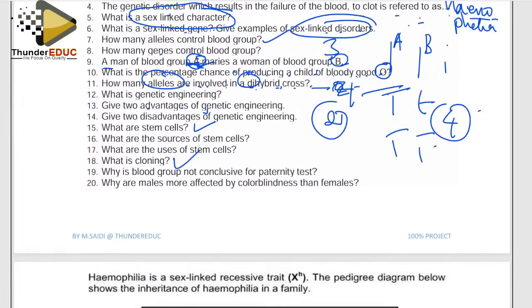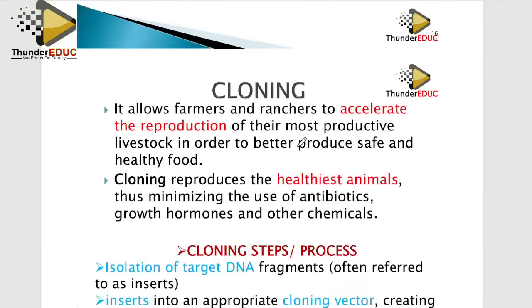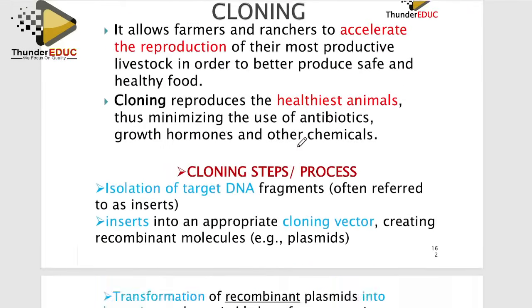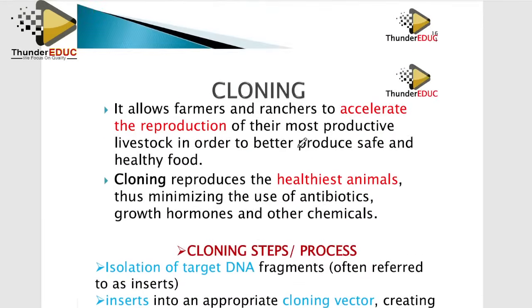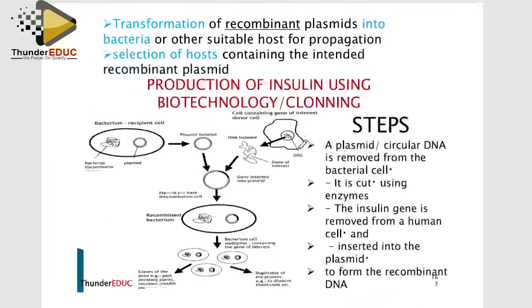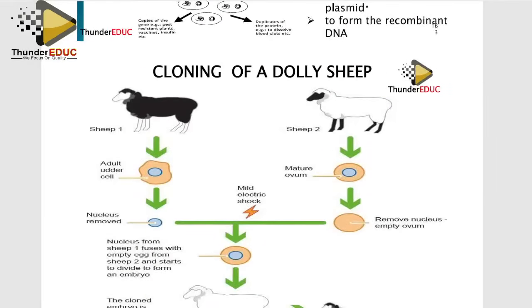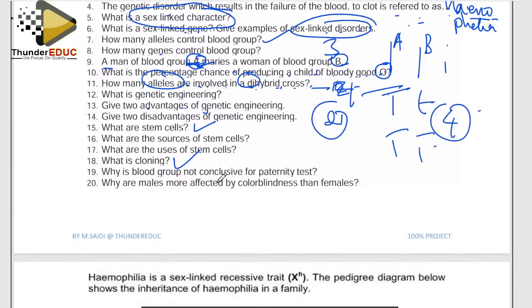What is cloning? When you talk about cloning, we are looking at the process of forming an identical organism. You reproduce an organism which is identical to the parent, exactly the same. Do we have any advantage or disadvantage of this cloning process? Yes, they are there, but we will see them when we look at a specific question about cloning.